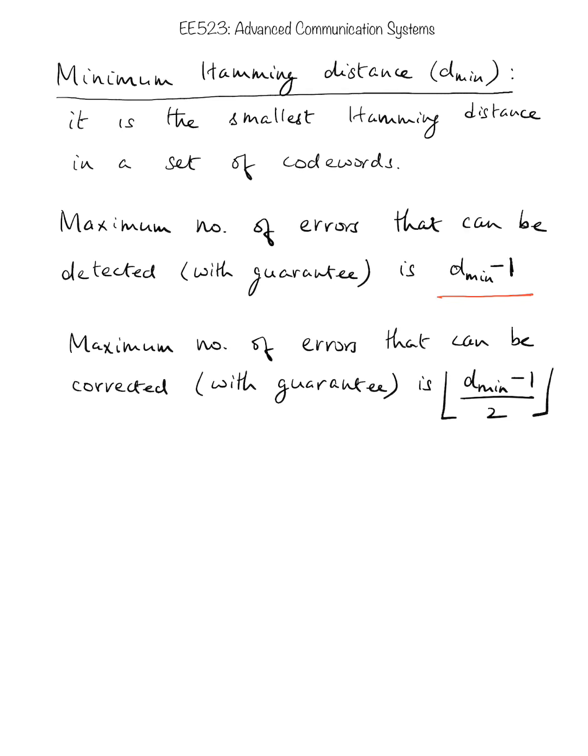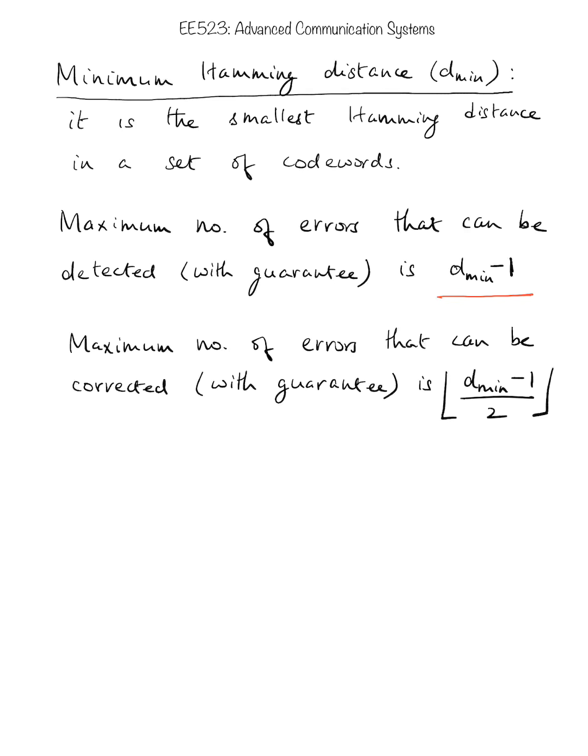Okay, so from the minimum Hamming distance, we know how many errors this particular coding scheme can detect with guarantee, and how many errors it can correct with guarantee. The detection capability is 1 less than the minimum Hamming distance, and the correction capability is half of 1 less than the minimum Hamming distance, but the floor value of it, the lower integer, right?